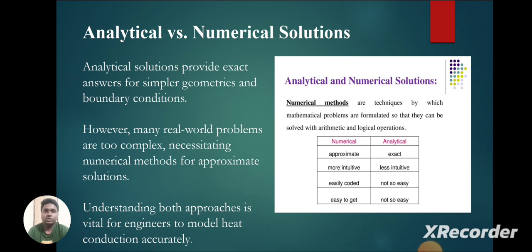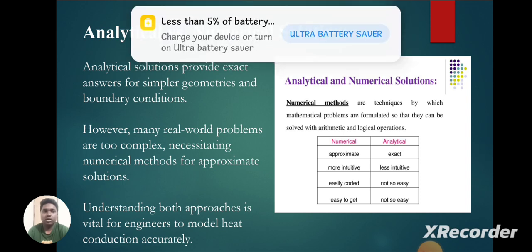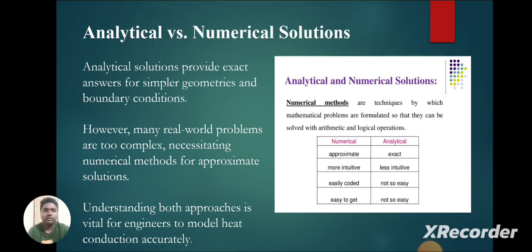Here, the numerical solution consists of techniques by which mathematical problems are formulated so they can be solved with arithmetic and logical operations. Through the diagram we can see numerical versus analytical solutions. In numerical we get an approximate value, while analytically we get an exact value. Numerical is easily coded, whereas analytical is not so easy. These are the main differences between numerical and analytical solutions. And this is the whole about the analytical and numerical solutions.